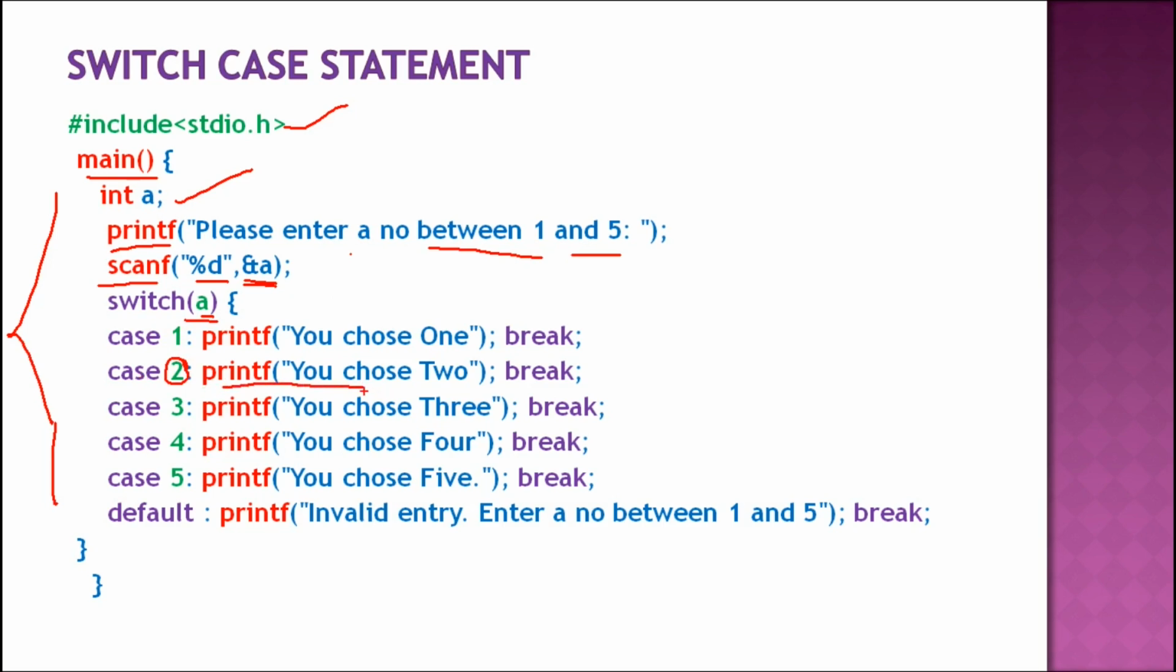That means it will print the block for 2, break the block, and it will not print the other blocks. And if we choose some value 5, then it will print that block code for 5, and it breaks here, and it will not execute the other blocks. In this way it will perform.